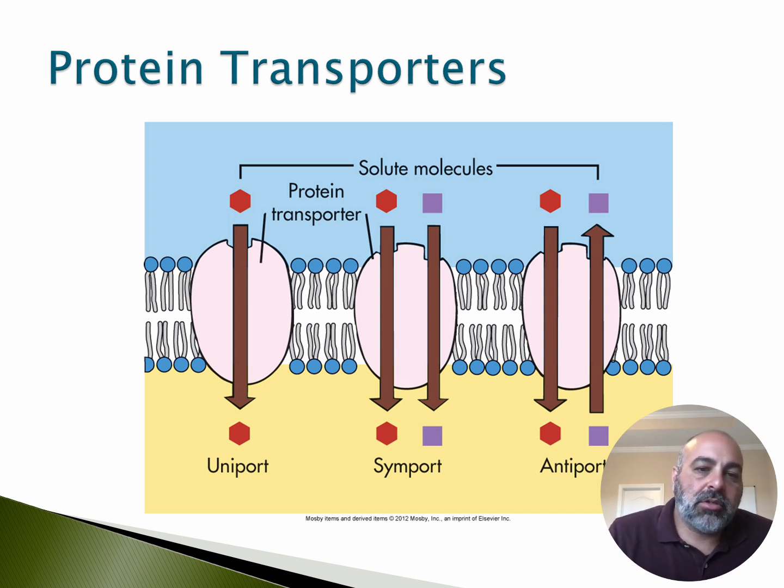Protein transporters. So you have uniport, that's just one thing, one way. Symport, two things together. And antiport, opposites. This one you usually learn, the sodium potassium ATPase pump. A great example of symport is in your GI tract: monosaccharides and amino acids are symports. They need sodium, so you would say glucose, sodium, and then you can pull both in.